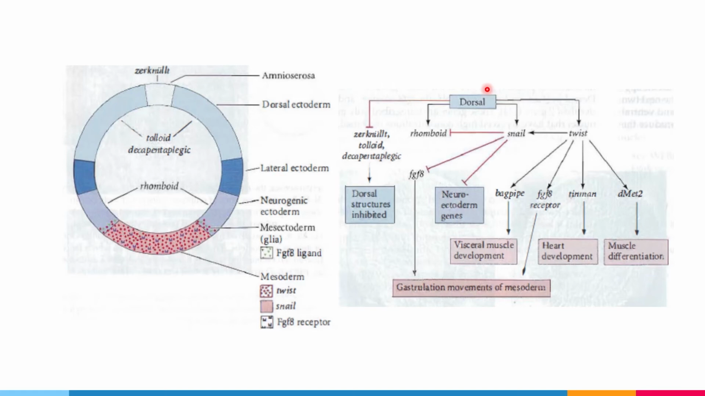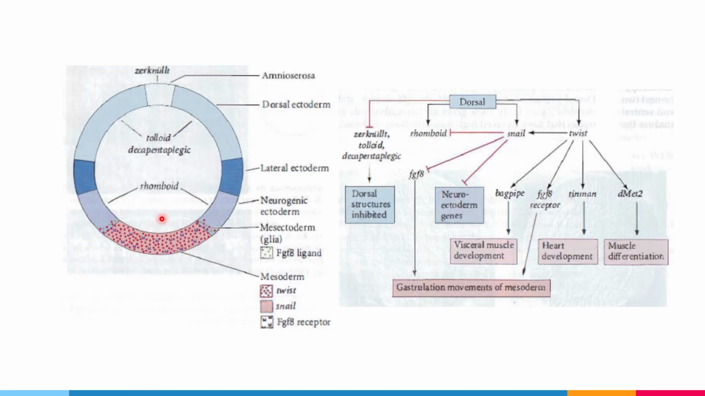So once dorsal gets into the nucleus, what exactly does it do? This is the diagrammatic representation of the embryo. If we take a cross section of the entire embryo, it will look like this, and we have the ventral cells right here, up to here I would say, where the dorsal has gone into the nucleus. So what happens is that dorsal activates these three genes: snail, twist, and rhomboid.